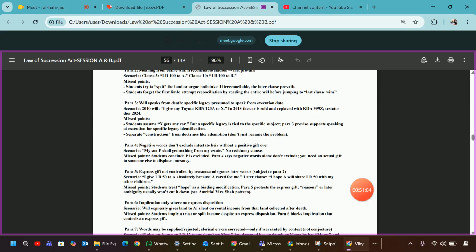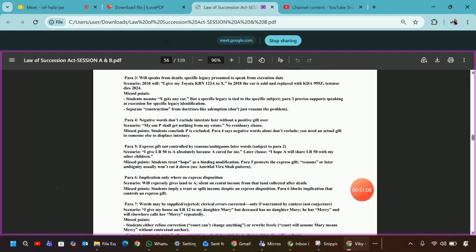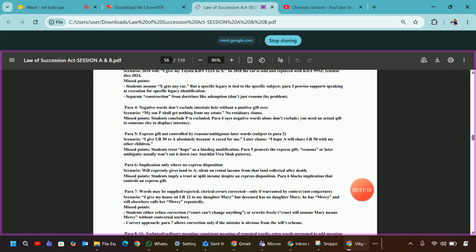Okay, paragraph 5. Express gift not controlled by reasons or ambiguous later words. Scenario is that a person says that I give LR number 50 to A, absolutely, because A cared for me.